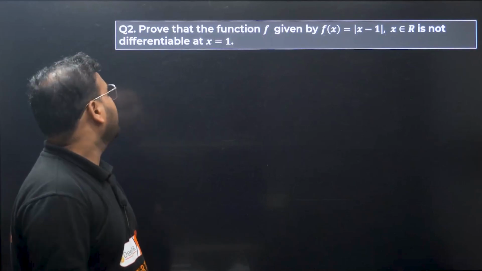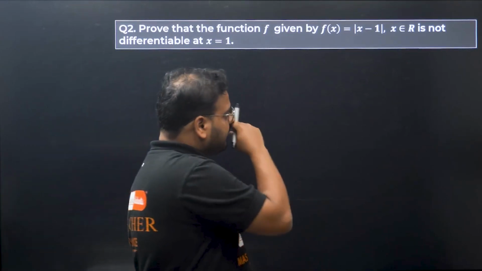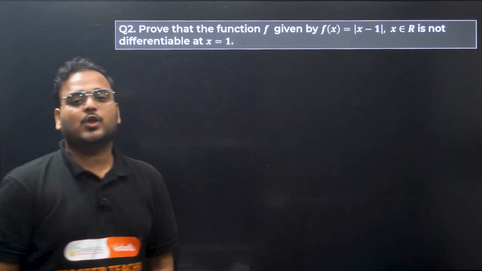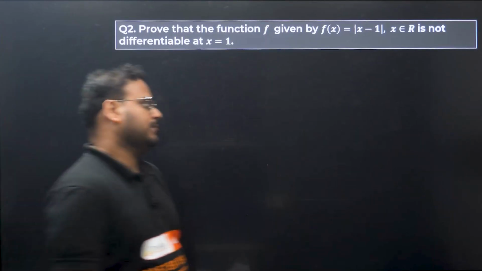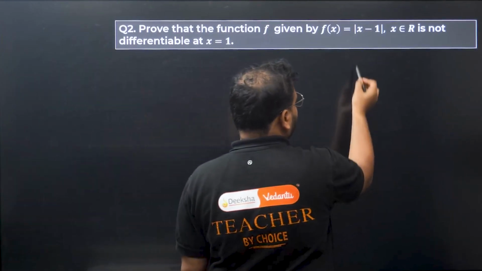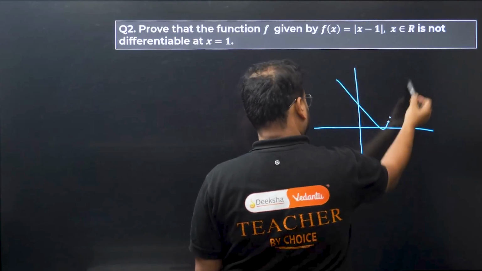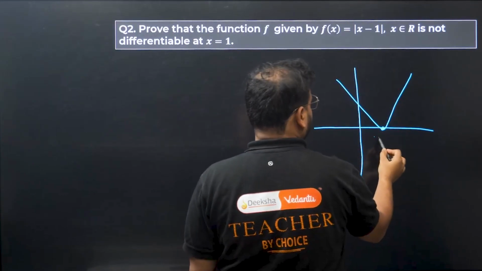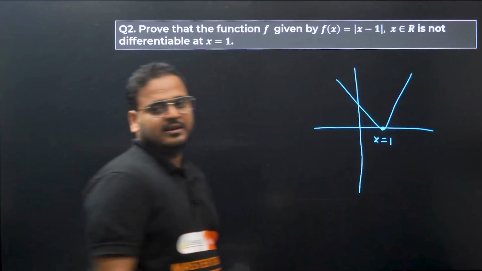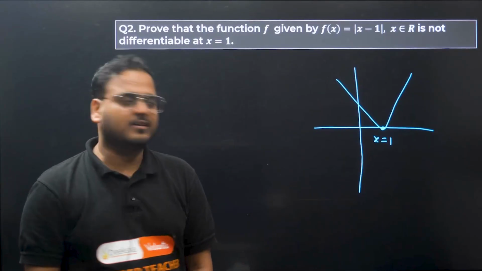Question number 2. Prove that the function f given by f of x equals to mod of x minus 1 is not differentiable at the point x equals to 1. Very simple, sir. Graphical approach. Graph of this function. That's the graph. X equals to 1. Right or not? I've actually given you this explanation in the first slide only.